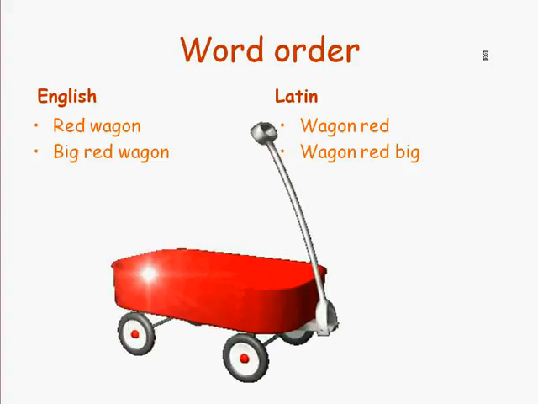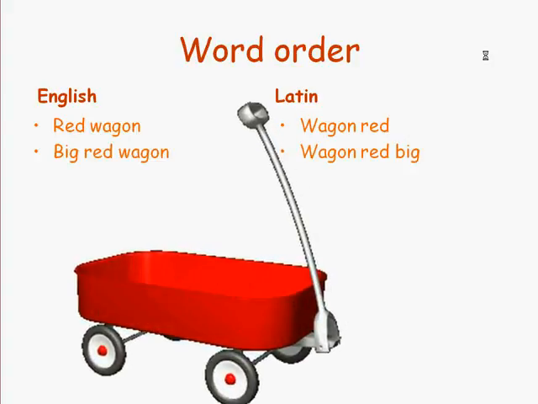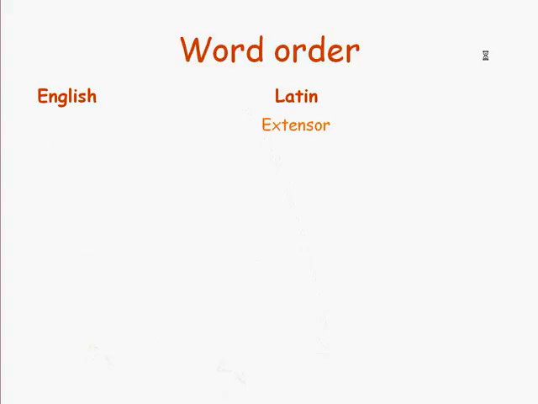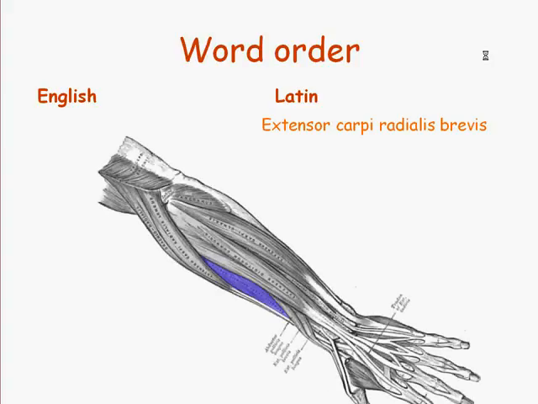Let's look at another example. Big red wagon. In Latin, that would be rendered as wagon, red, big. So the modifiers come after the term that's being modified. So let's apply that to one of these Latin names, like, ooh, here's a long one, extensor carpi radialis brevis. That sounds like a mouthful, but it's really kind of a whole phrase or sentence in Latin.